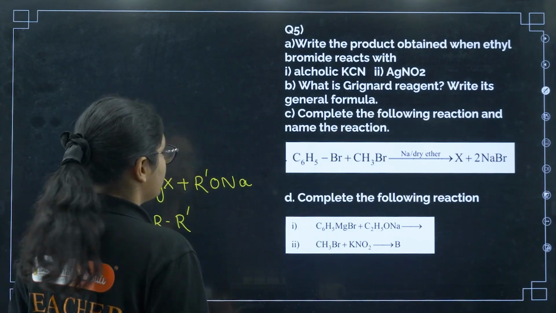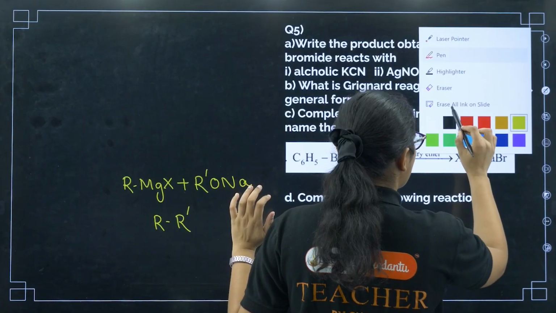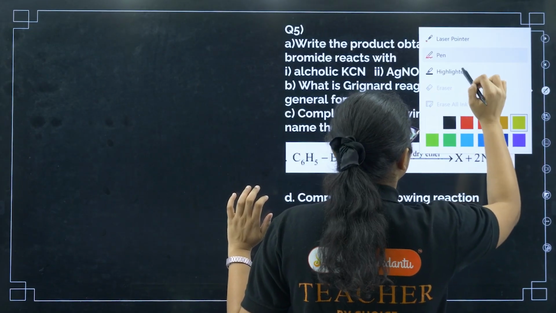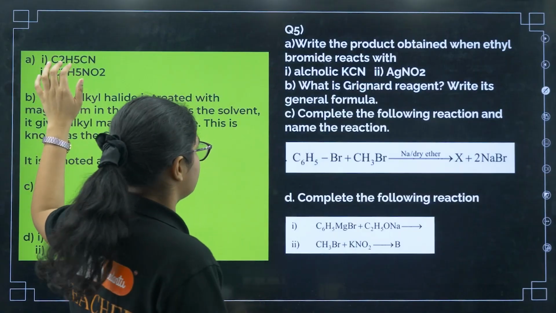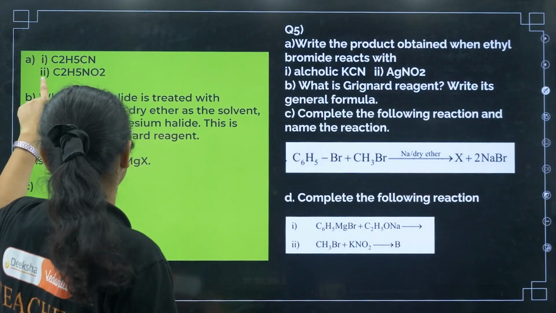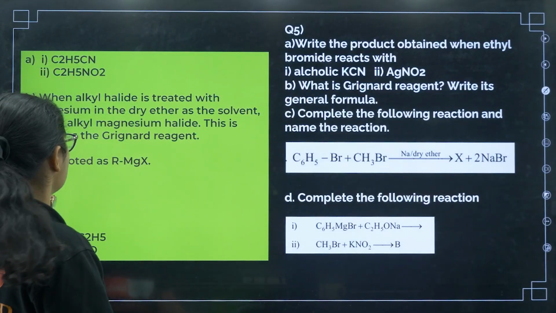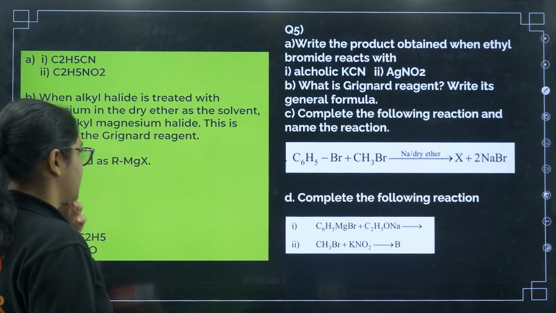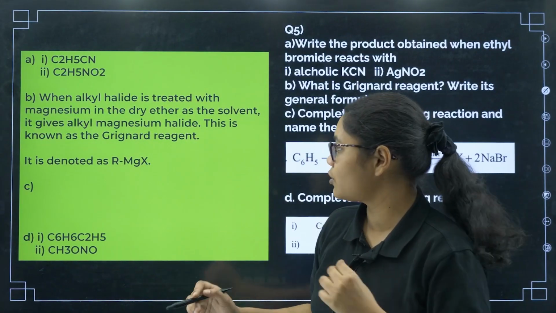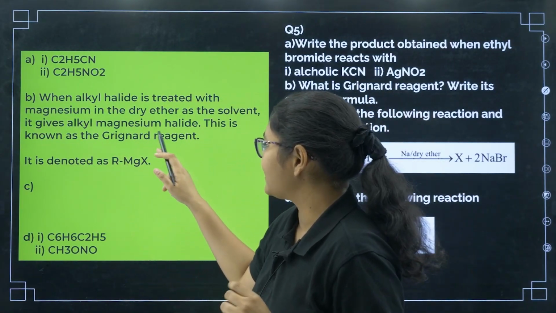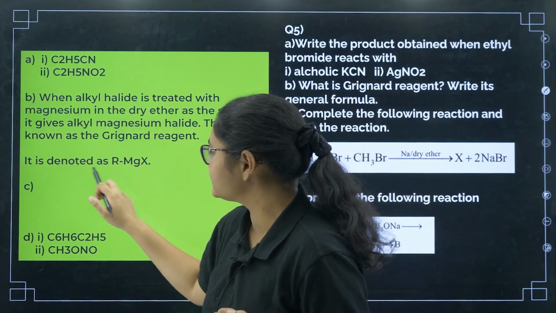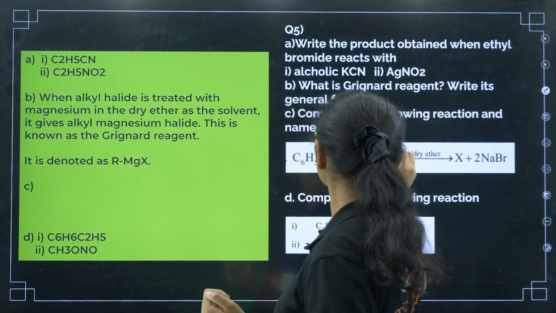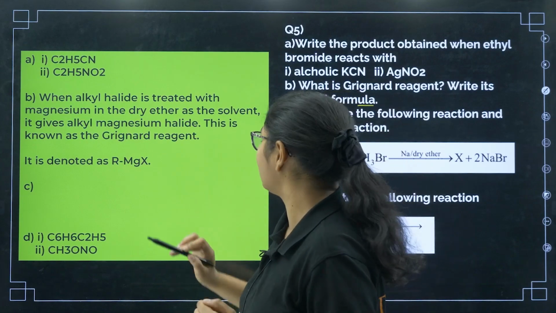Let me show you the answers here. Yes, you can see the first one you will get C2H5CN, then you will get C2H5NO2. When alkyl halide is treated with magnesium in dry ether as the solvent, it gives alkyl magnesium halide. This is known as Grignard reagent. It is denoted as RMgX. You also have to write the general formula, so RMgX.